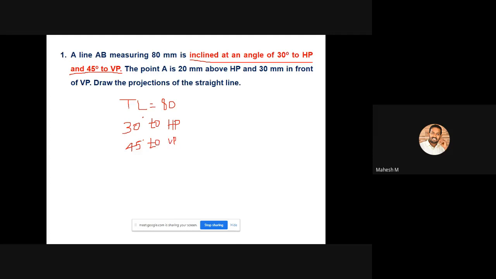So next, we also have different conditions related to the points. A is 20 mm above HP and 30 mm in front of VP. In the problem, the name of the line is A and B. So the condition is A should be 20 mm above HP and 30 mm in front of VP. There is no condition for point B. If there is no condition for point B, you don't have to worry about it. If you follow the other three conditions, you will get point B.